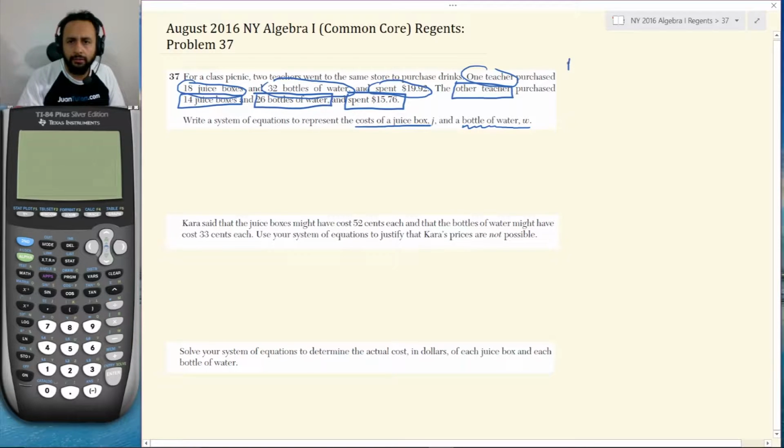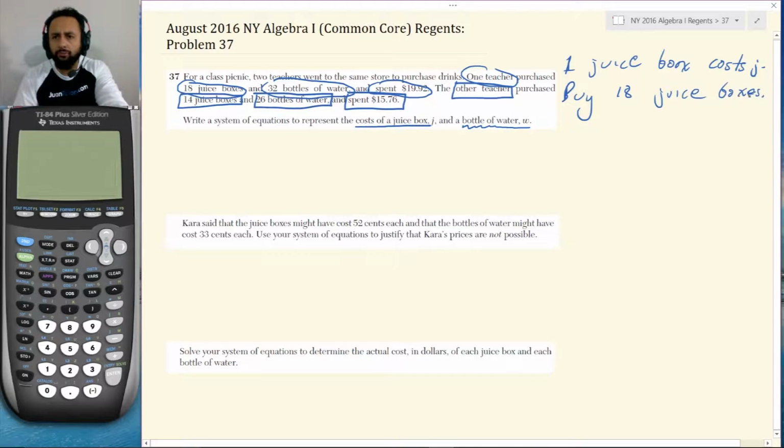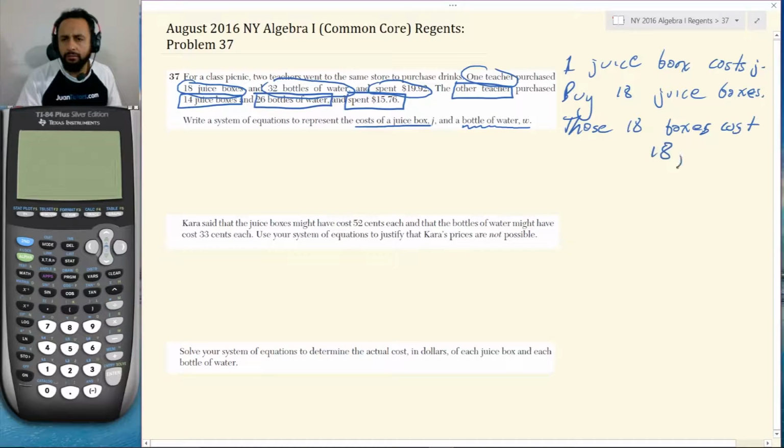So one juice box costs J dollars, and you buy 18 juice boxes. Then they expect you to know, not only to know, but to write it down algebraically, that those 18 boxes cost 18J. The number of boxes you bought times the cost of a box. Similarly, 32 bottles of water, one bottle costs W, so 32 of them cost 32W.